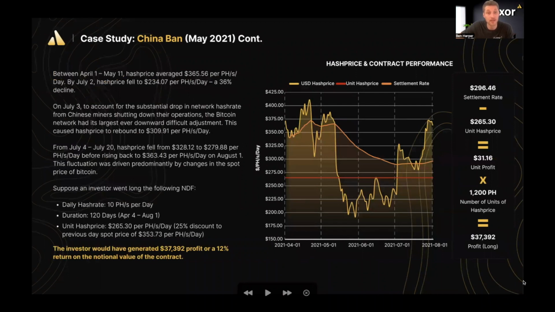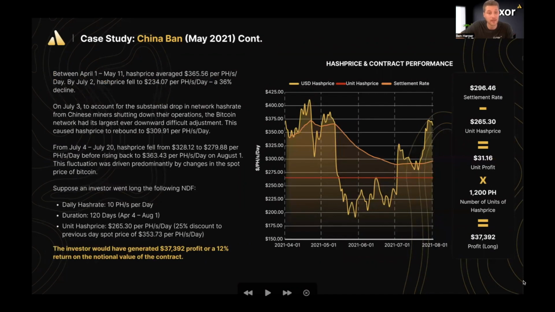You can see what the result was here. You had an initial drop in hash price from the Bitcoin drop. However, as miners turned off and came offline in fairly significant fashion, more significant than it has ever happened before, you had a rebound in hash price due to network difficulty becoming lower and hash price becoming higher.